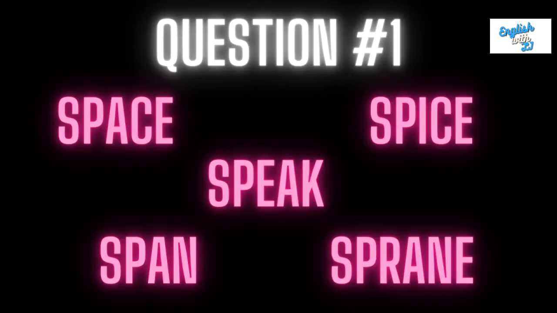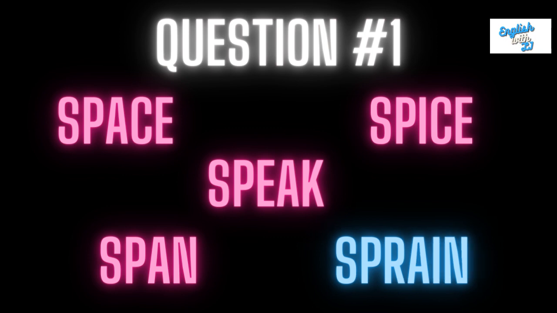So question 1: space, spice, speak, span, sprain. Space, spice, speak, span, sprain. The incorrect spelt word there is sprain, because you spell it S-P-R-A-I-N.